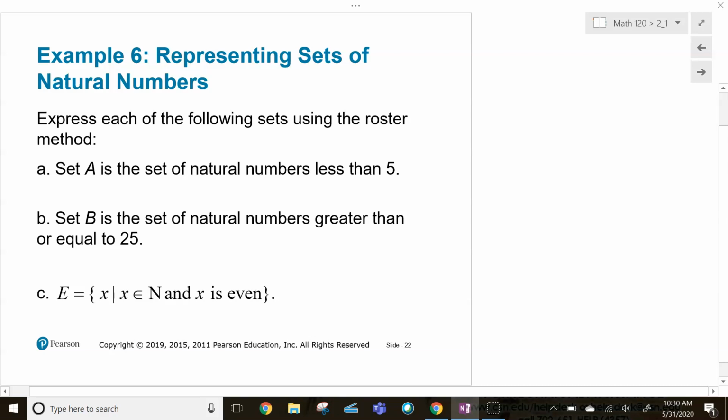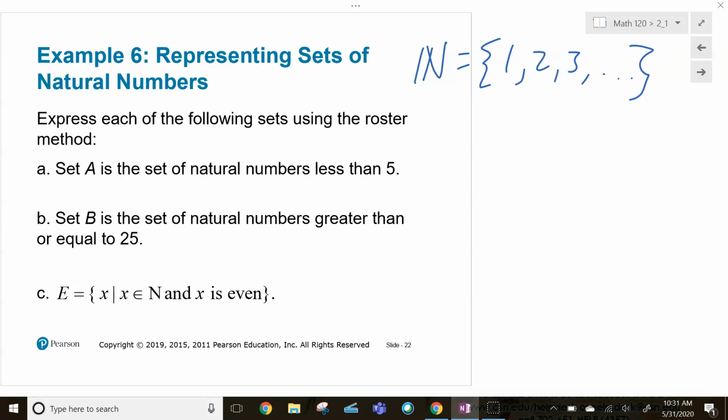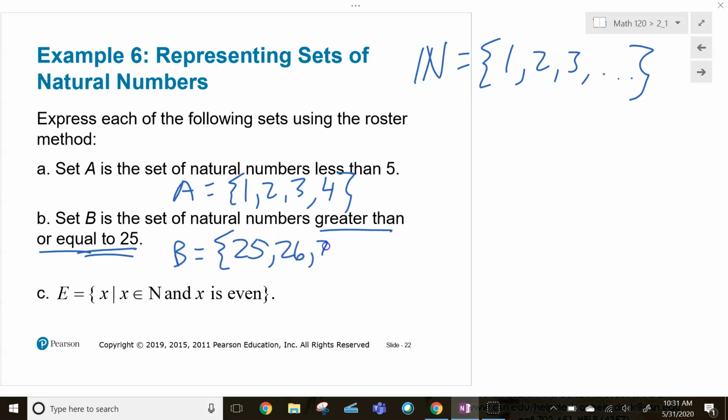Express each of the following sets using the roster method. So set A is a set of natural numbers. Remember the natural numbers keep going, 1, 2, 3, counting numbers less than 5. So set A is the set of natural numbers less than 5. Set B is a set of natural numbers greater than or equal to 25. So we're going to include 25. Greater than or equal to. So 25, 26. Obviously, we can't list them all, so we just say dot, dot, dot.